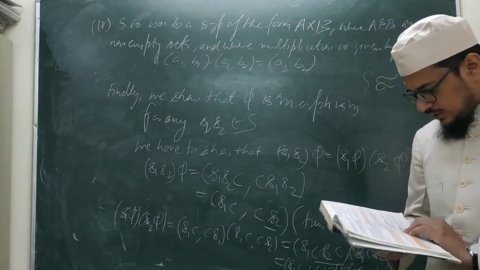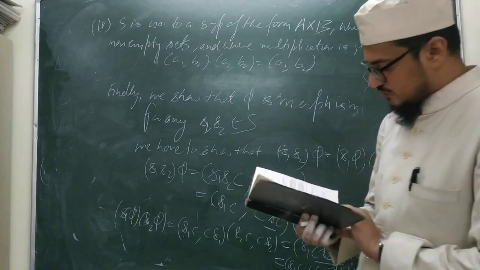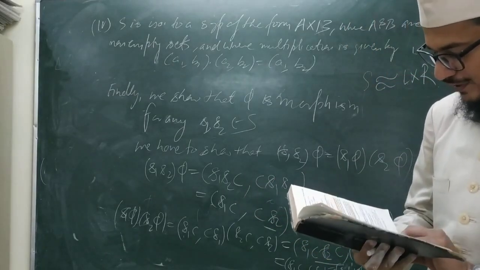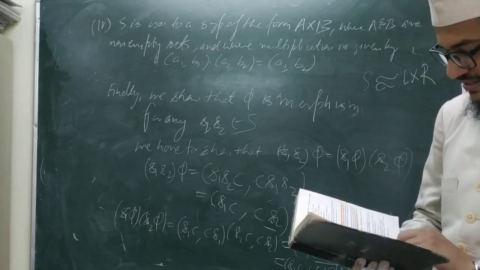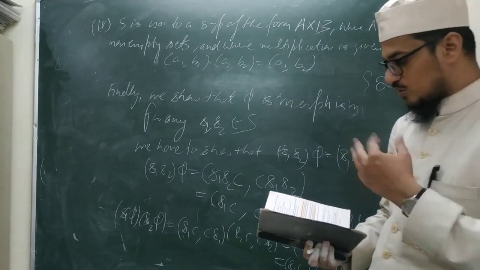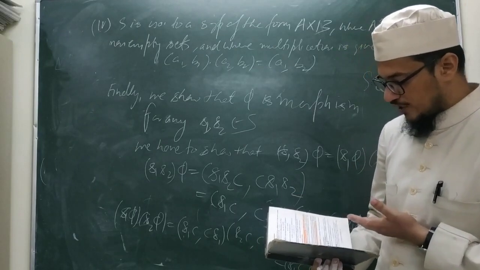See, now we have third, that is S is isomorphic to L cross R, where there exists some left-view semigroup L and right-view semigroup R. Now we have to prove that S is isomorphic to the semigroup of the form A cross B, where A and B are non-empty sets, and multiplication is defined as (A1, B1) into (A2, B2) is equal to (A1, B2).